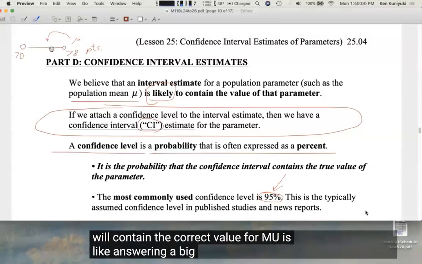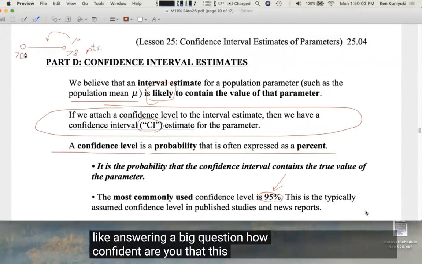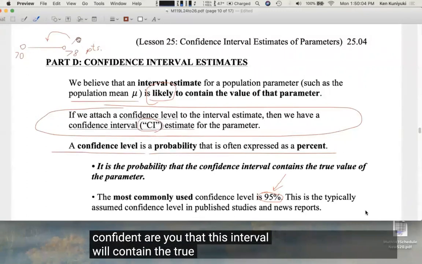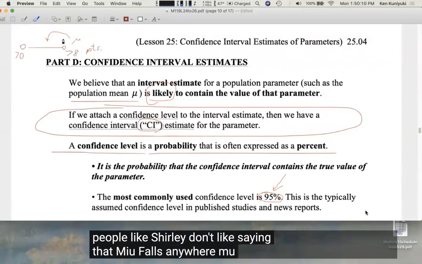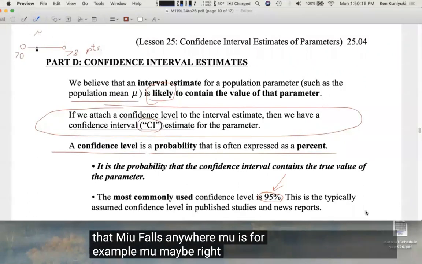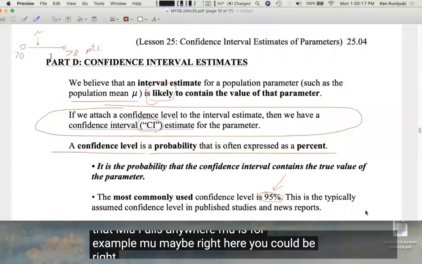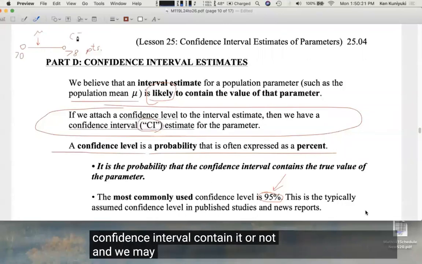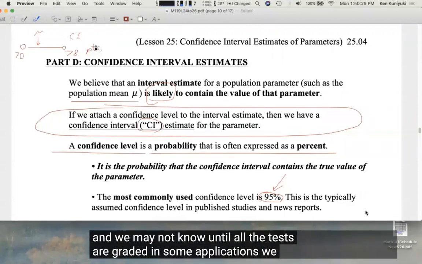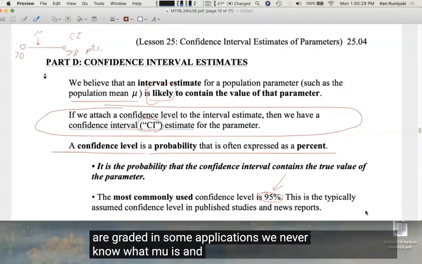How confident are you that this interval will contain the correct value for mu? It's like answering a big question. Again, people like statisticians don't like saying that mu falls anywhere. Mu is what it is. For example, mu may be right here. Mu could be right here. And the question is, does the confidence interval contain it or not? We may not know until all the tests are graded. In some applications, we never know what mu is.